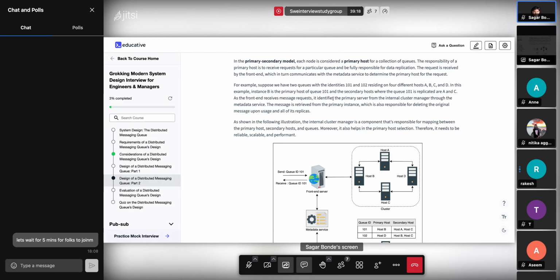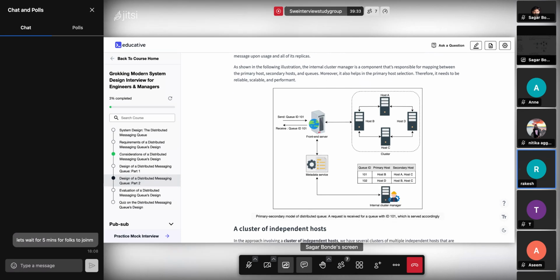So for example, suppose we have two queues with identities 101 and 102 residing on four different hosts A, B, C, and D. Parallelly, we can check the picture also, it is mentioned clearly. Can we go up actually? I have not started.